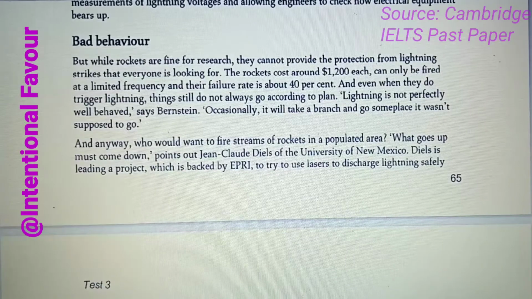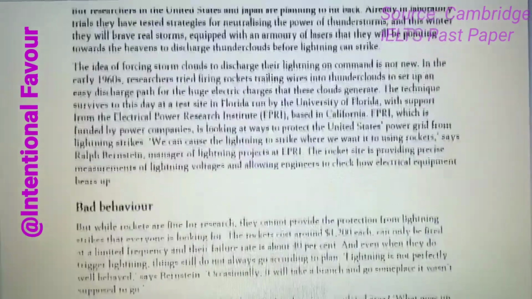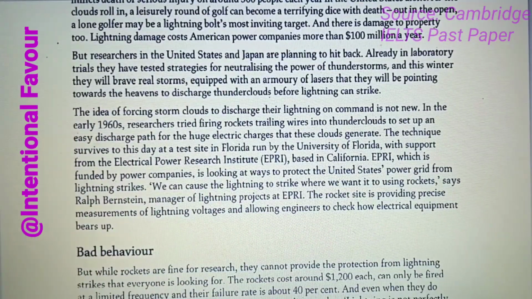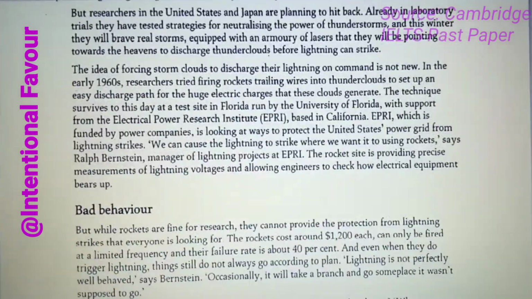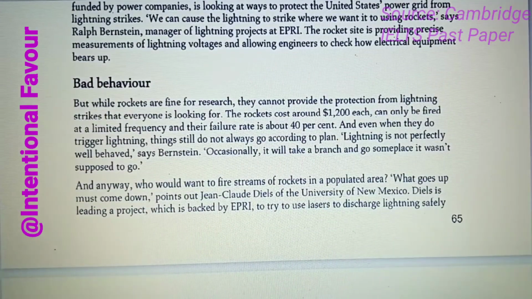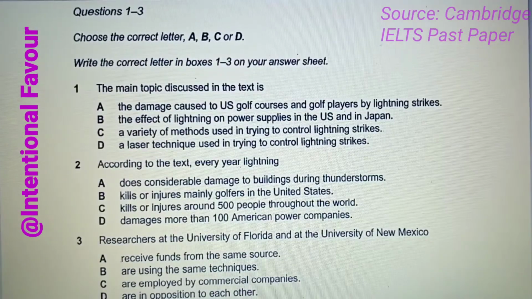So you can see they don't have the same technique. Theirs is the use of lasers, but for University of Florida, theirs is about forcing storm clouds to discharge their lightning. But these ones, they are using what? They are using lasers. Does that make sense, guys? So you can see the answer is obviously correct.